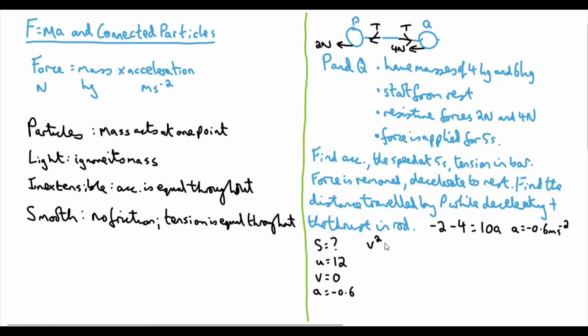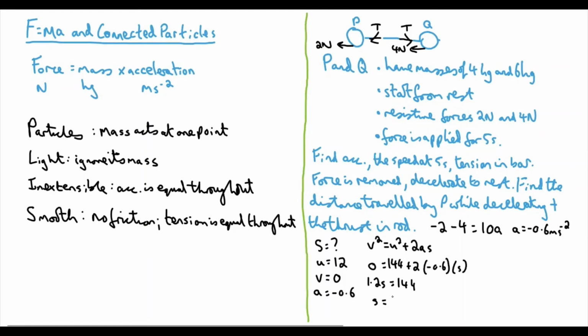We can say that v squared equals u squared plus 2as, so 0 equals 144 plus 2 times minus 0.6 times by your s. So if you were to add this onto the side here, you end up with 1.2s equals 144, so s on its own is going to be 120 meters. So for the thrust, just like with the tension, we'll just focus on one of them.